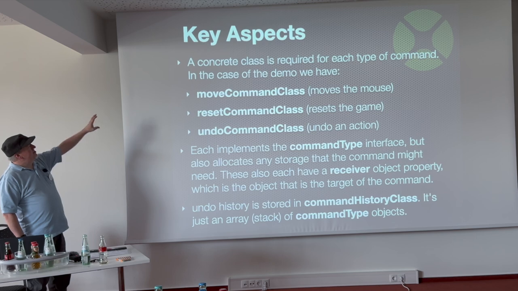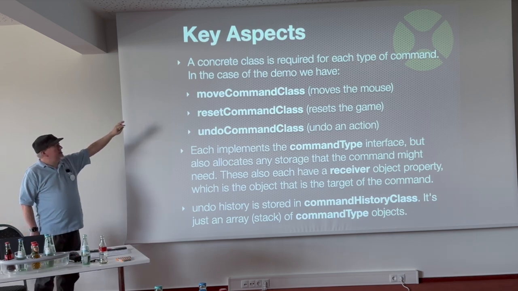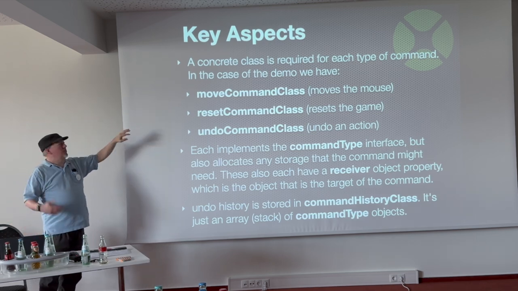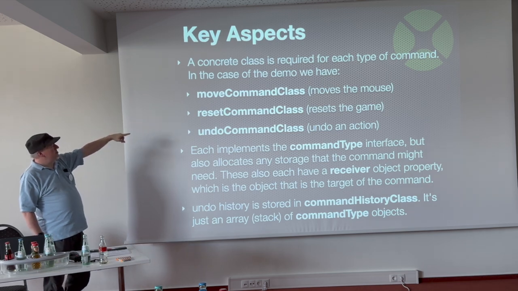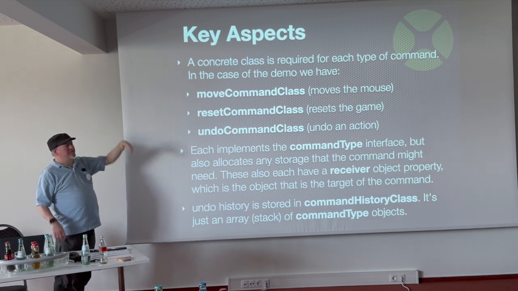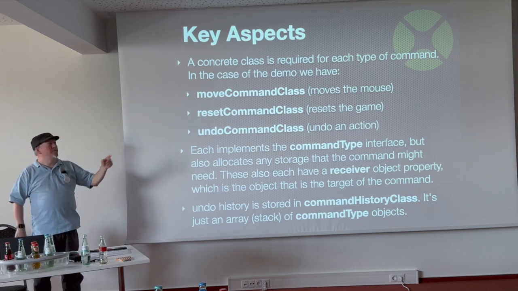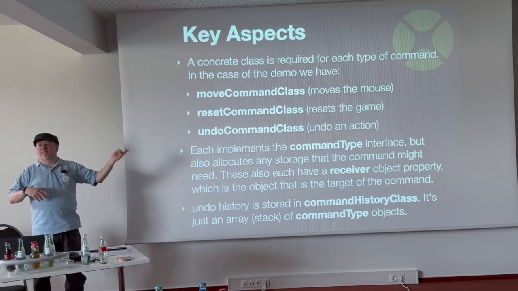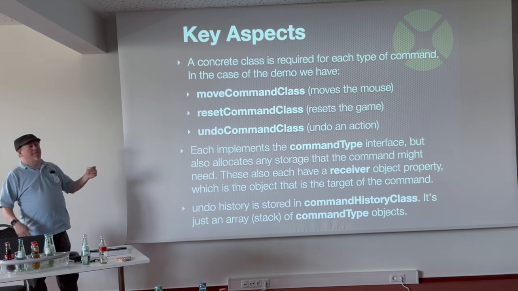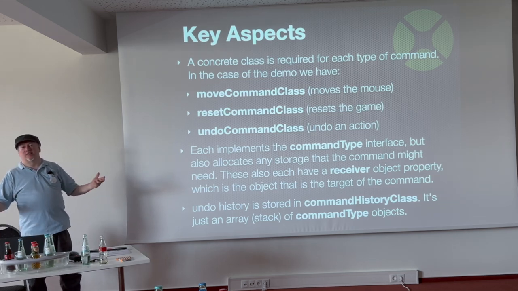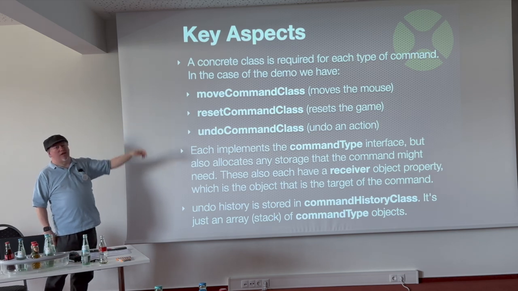So the way that we set this up, in this particular case, I've got three types of actions that we're going to be doing. So we've got move, reset, and undo. So move just basically is we're moving the mouse one of the four directions. So I could have actually set up move left command, move right command, that way, but I thought it's all kind of doing the same thing. It's a little bit easier to just call it a move class.